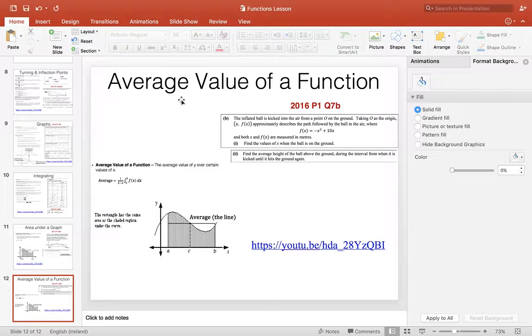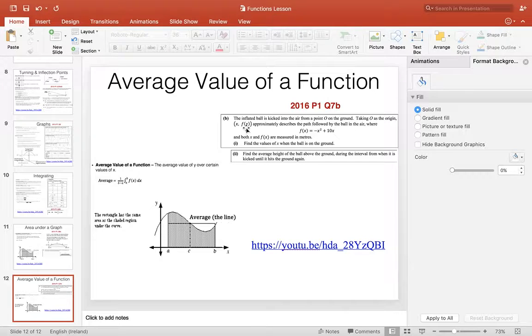The question is asking you to find the average height of the ball above the ground during the interval from when it is kicked until it hits the ground again. So first we have to find those points, from where it's kicked to where it hits the ground. So our function is this. This is our piece of key information.